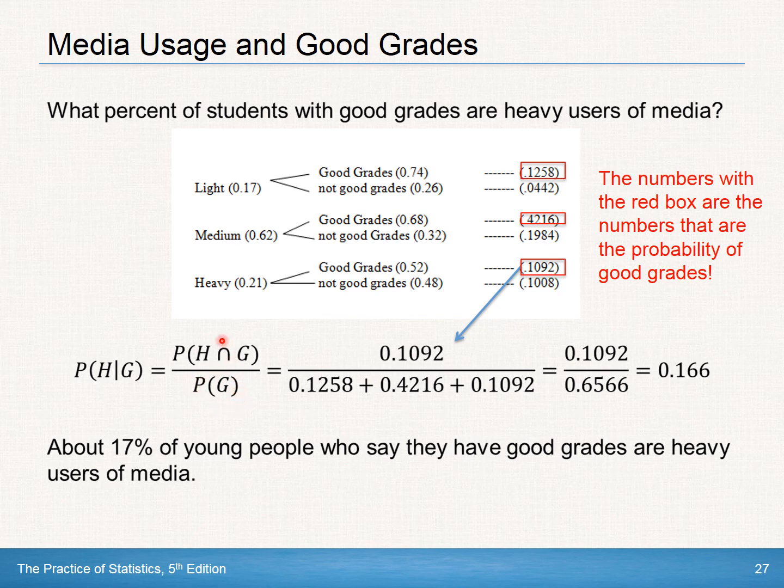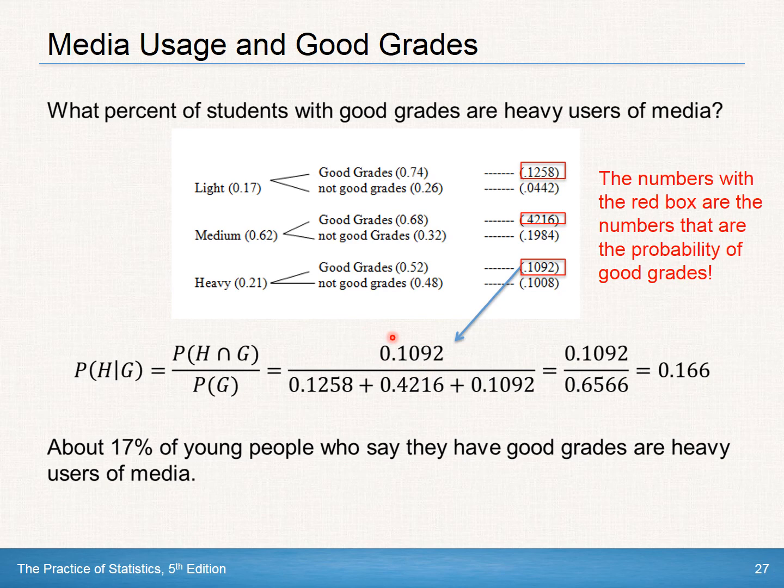Now, what's the probability that they're a heavy media user and they get good grades? Very easy to find from my tree diagrams. See how important this is? This baby's awesome. It's going to help us figure out everything without any work or confusion. Okay, boom, right here. There's your intersection. That's this point right here.